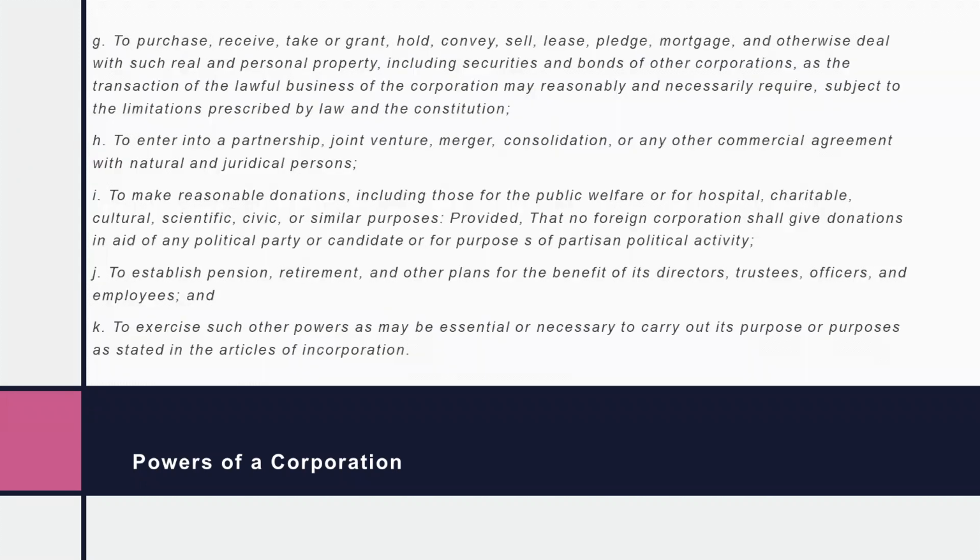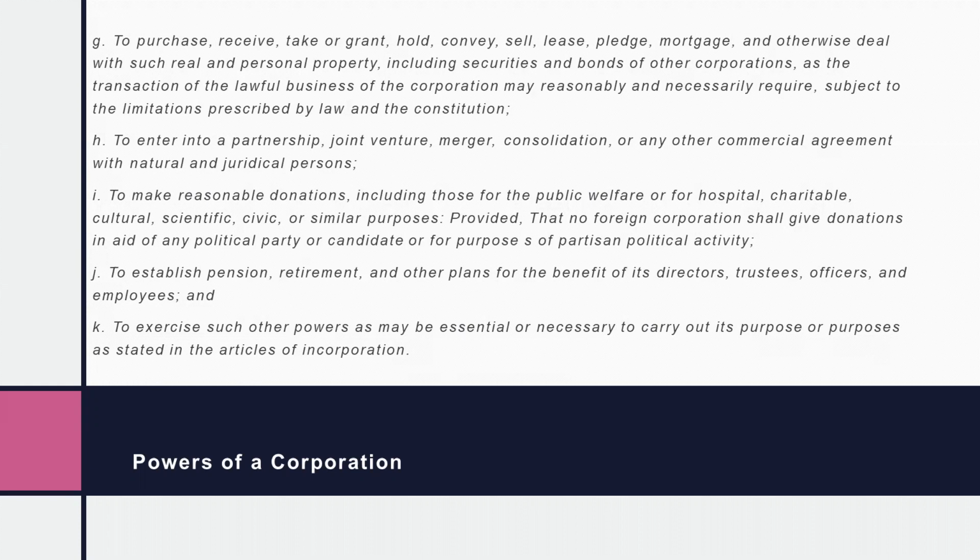Meron pa, no? Next slide. So, to purchase, receive, take, or grant, hold, convey, sell, lease, pledge, mortgage, or otherwise deal with such real and personal property, including securities and bonds, as the transaction of the lawful business of the corporation may reasonably and necessarily require, subject to the limitations prescribed by law and the constitution. So, yun, no? Para talaga siyang tao na pwede niya magawa ang lahat ng to. So, enter into partnership, pwede, no? Joint venture, merger, consolidation, or any other commercial agreement with natural and juridical persons.